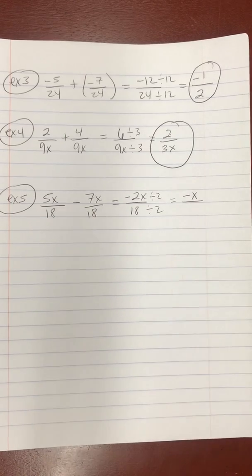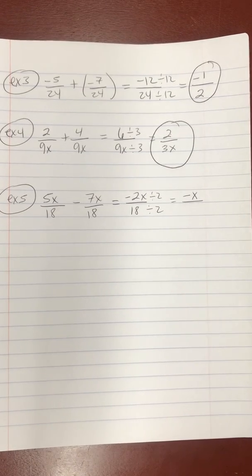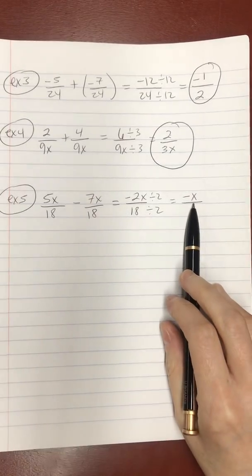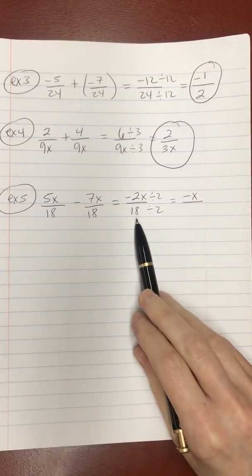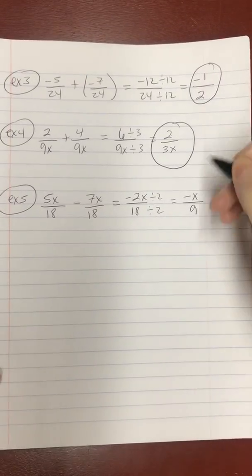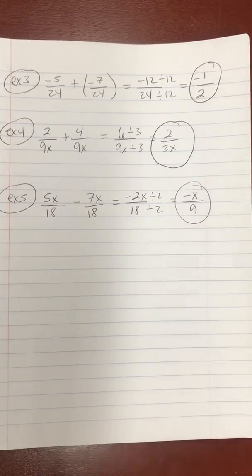And now that everything is My Math Lab based, it would be a really good time to get very used to that habit of dropping the 1 and making sure you just write negative x. So let's try to get into that habit so that My Math Lab doesn't mark anything wrong. And so then 18 divided by 2 is 9, and then you can't go any further. So your final answer there is negative x over 9.